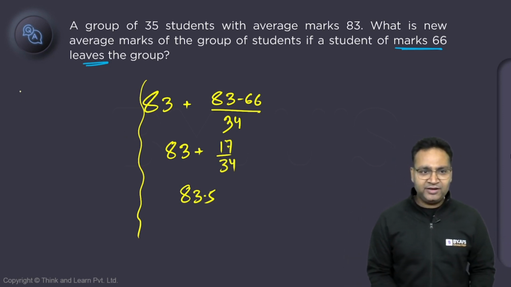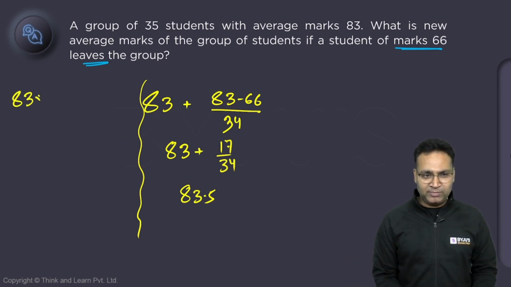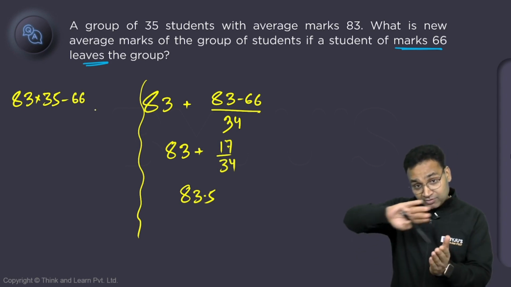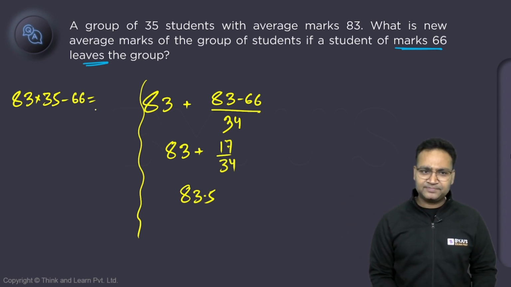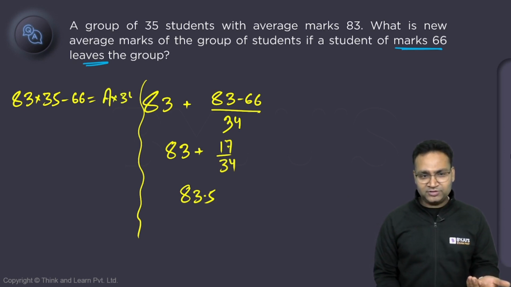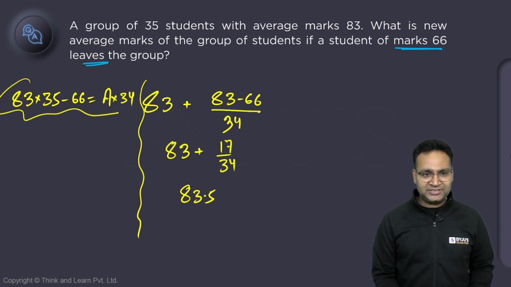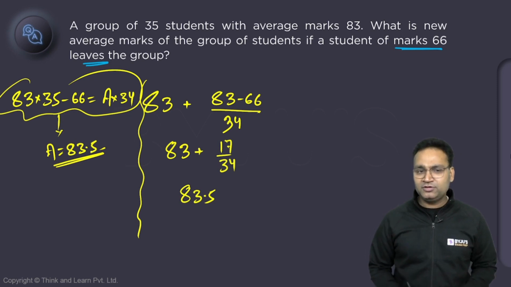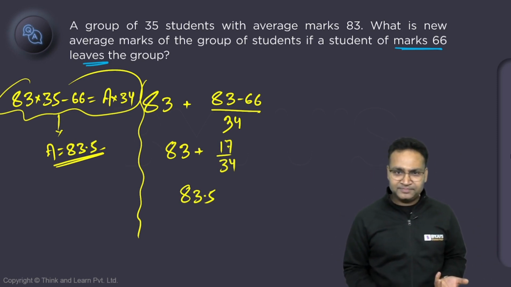You can say 83 is the average into the number of people, minus 66 because he is leaving, going out. The new average, I don't know. New number of members. I can solve this and get the value of A from here. It will also come the same. I leave the calculation for you. That is 83.5. So are you understanding?